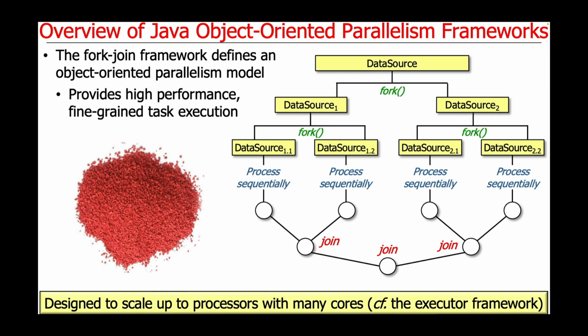It provides a high-performance, fine-grained task execution model, and it's designed to scale up to processors with many cores, as opposed to the earlier concurrent models that were available, such as the Java executor framework, which, as you recall from other discussions, was only really intended to scale up for things like 2 to 4 cores. The fork-join framework can scale up to many more cores, and we'll see how it does that shortly.